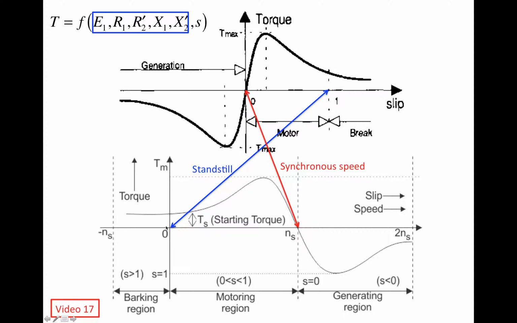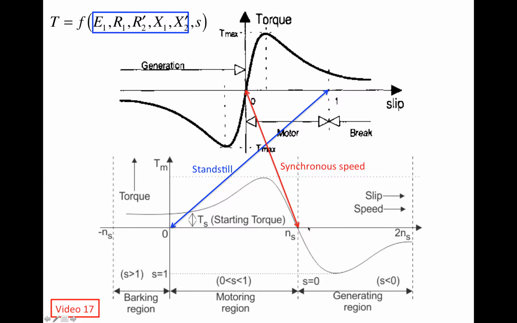So the two points worth mentioning: one is rotor speed equals 0, the standstill condition, where slip equals 1. This point corresponds to this point on this particular presentation. At this point, the torque at standstill condition, when slip equals 1, is called the starting torque. It has a special name: the starting torque, which is the torque at the standstill condition when rotor speed is 0 and the slip equals 1.